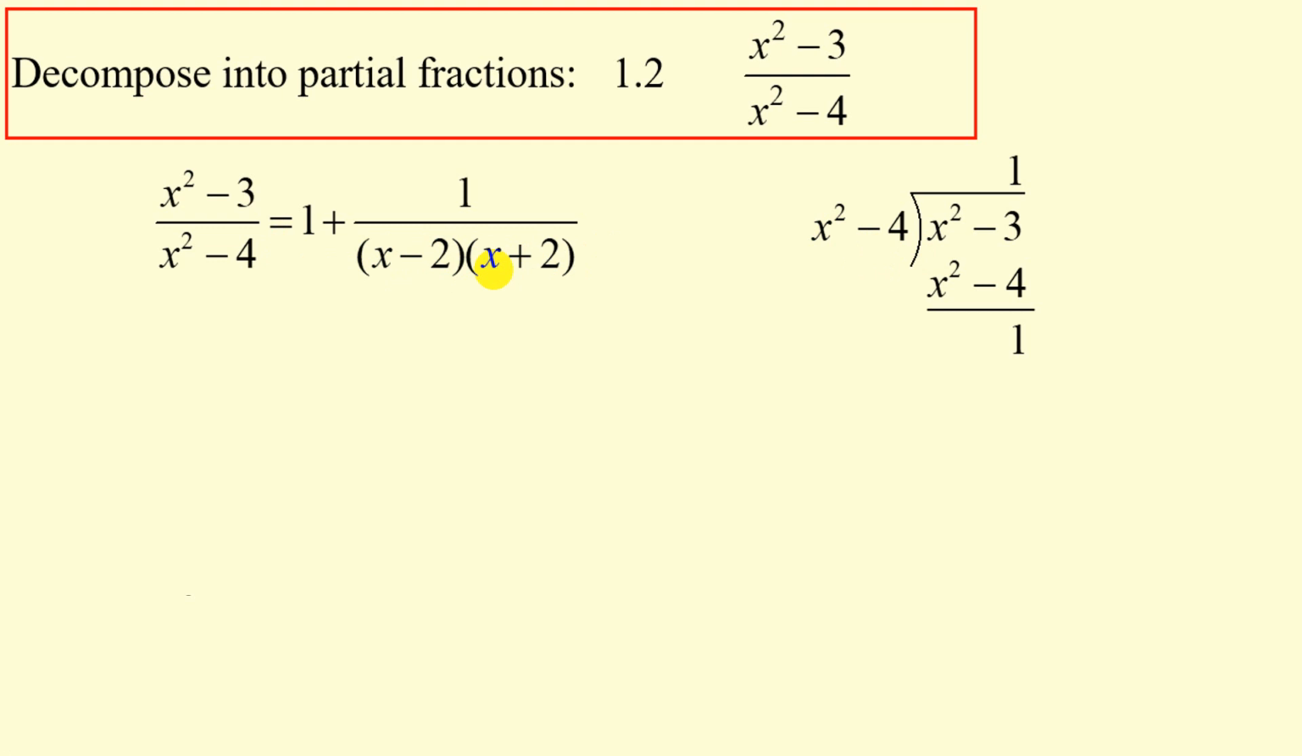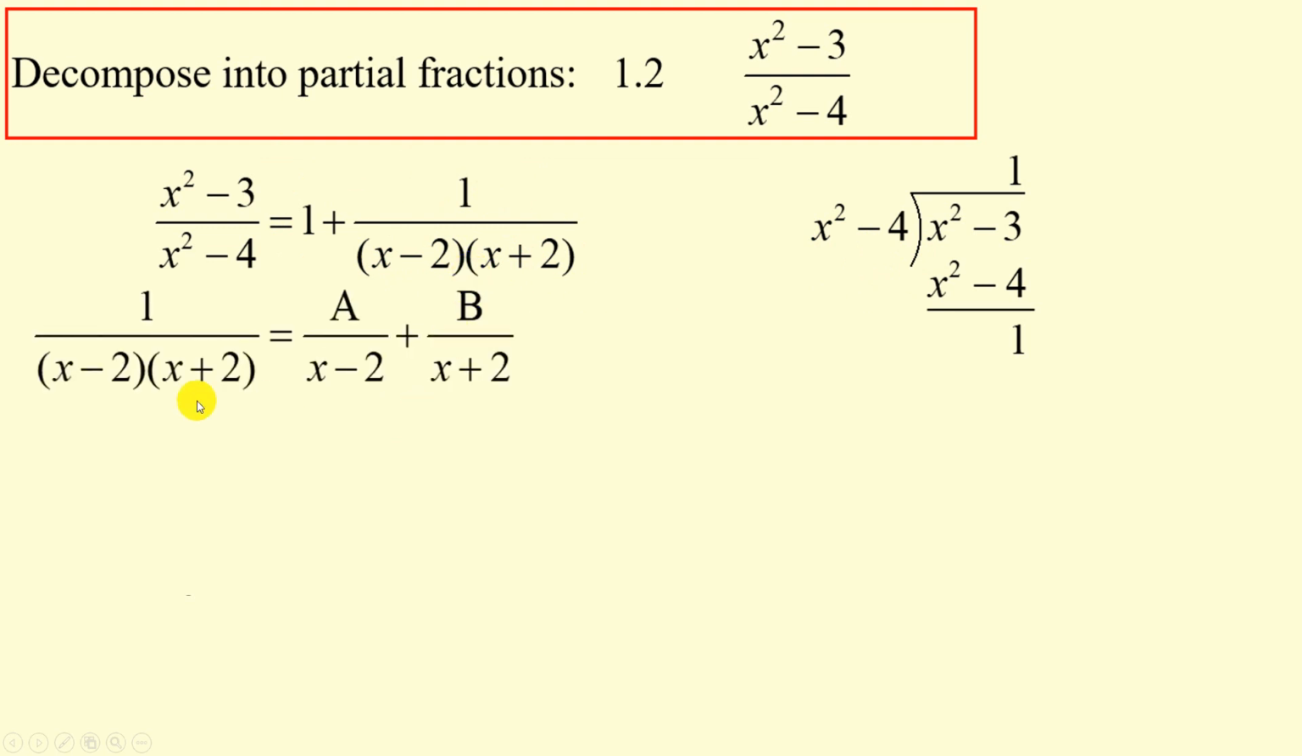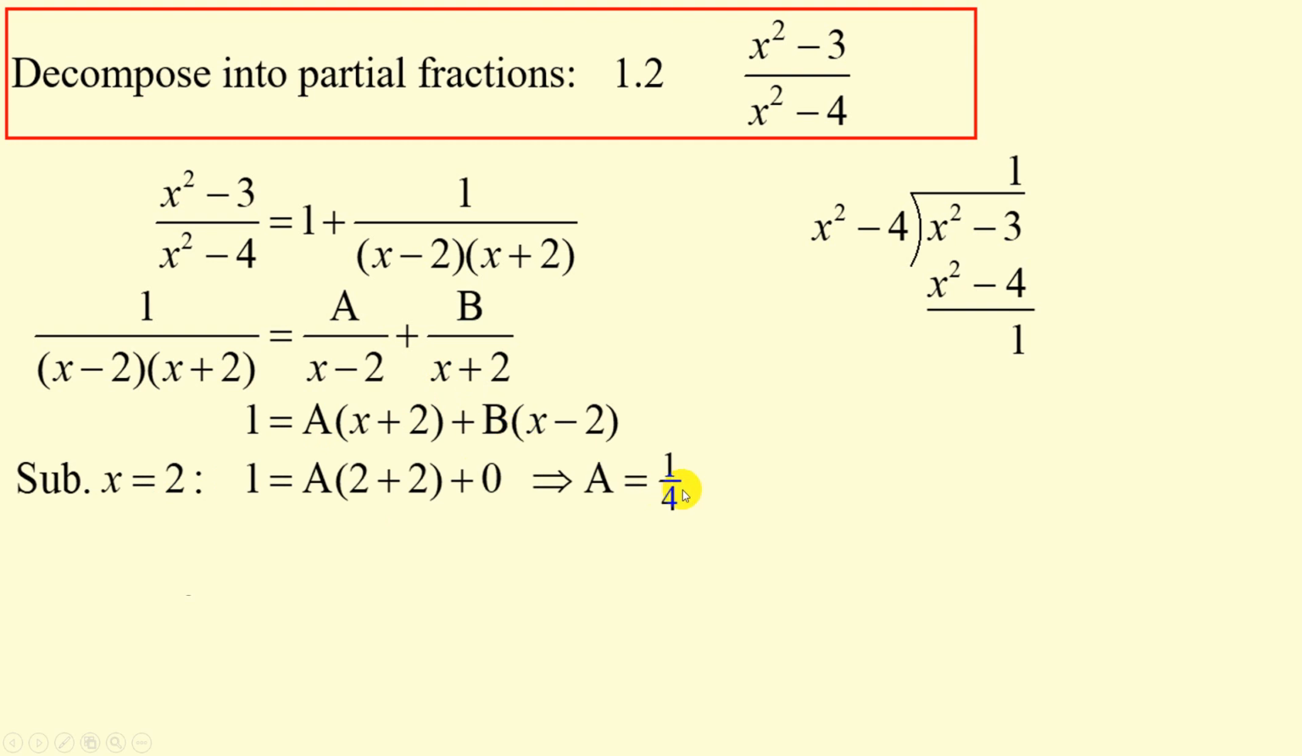Now this is going to work the same as question 1.1, but let's just work on this part of the fraction at the moment. So there we are. Equate the numerators with a common denominator and do your substitutions to eliminate b and then a. So x equals 2 eliminates b, and we get a equal to 1/4. Substitute x equals -2, and that eliminates a, and we get b equal to -1/4.